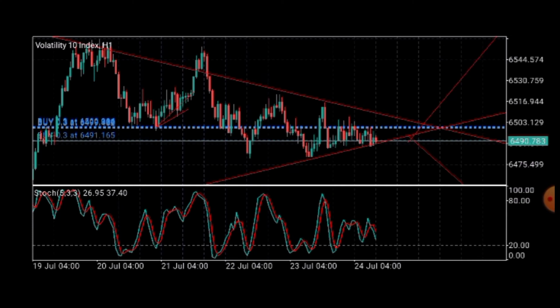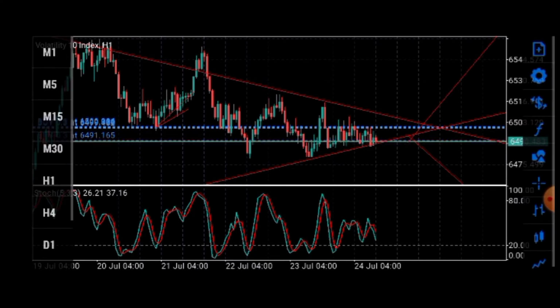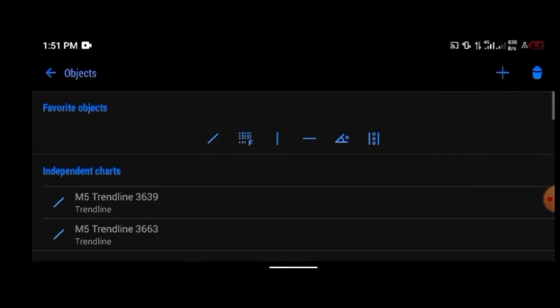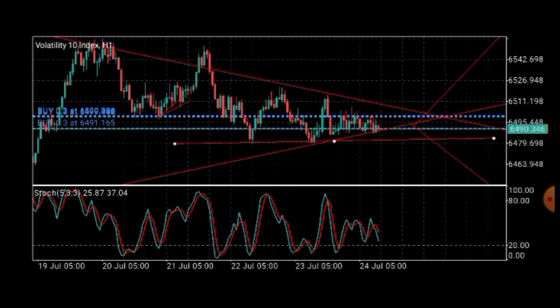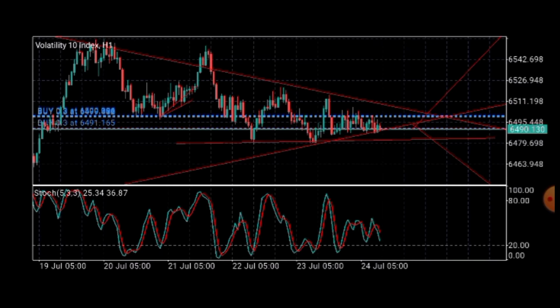Now you see that in 1 hour there's also an expected breakout. We're also expecting a breakout in 1 hour. But if you look at this 1 hour time frame, you notice that there is a double bottom already. You know what normally happens whenever there's a double bottom. It always goes back up.